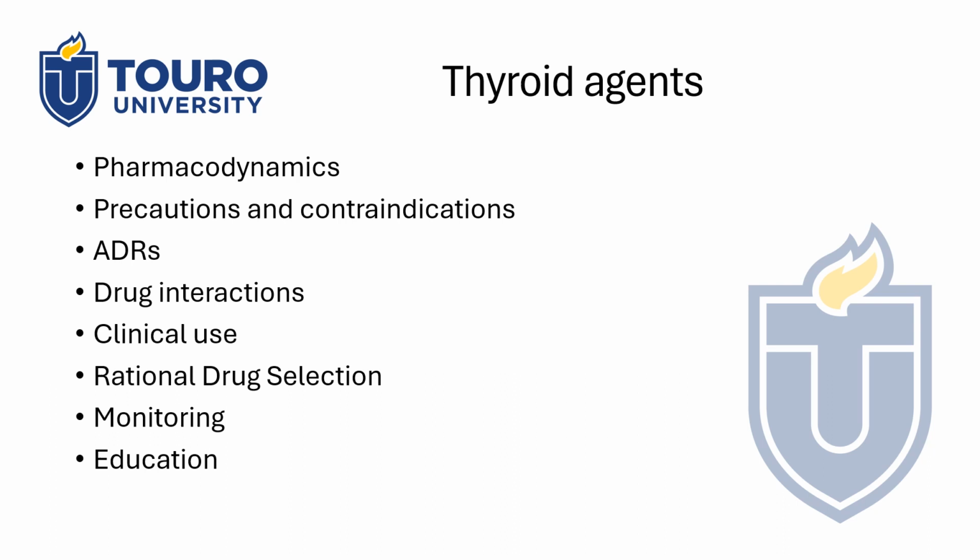All right, let's talk about thyroid agents. And first of all, when we're talking about thyroid agents, we're talking about two different conditions: hyperthyroid and hypothyroid. Hyperthyroid, of course, is too much, and hypo is too little. Antithyroid drugs is what we use for patients who have hyperthyroid.